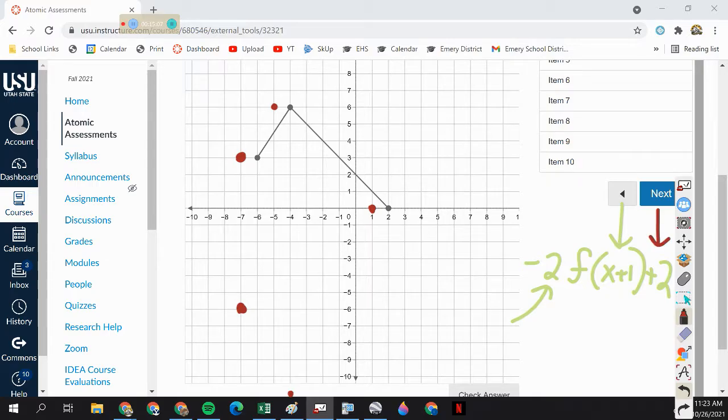And then what does that do? Moves everything up 2. So down here I'm at -12. Up 2 would be -10. Right there. So that was a little weird because it went off the screen for a minute, but when we added the 2, it came back and landed on the screen. Okay?